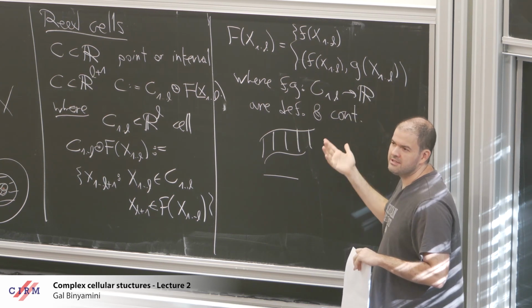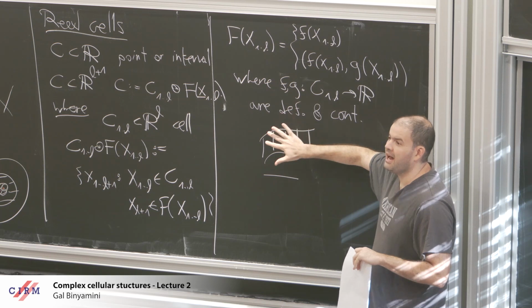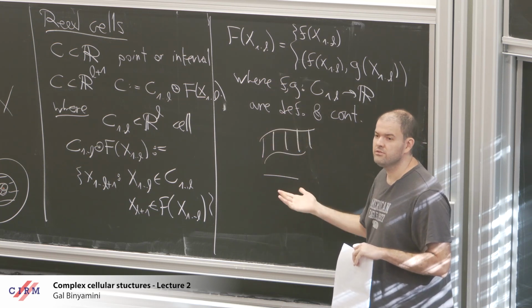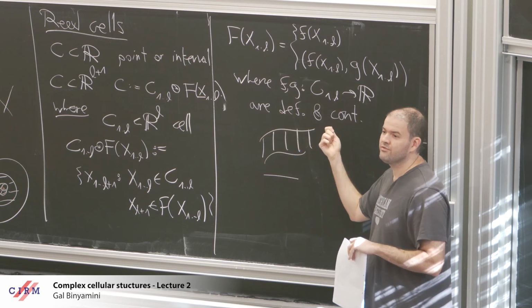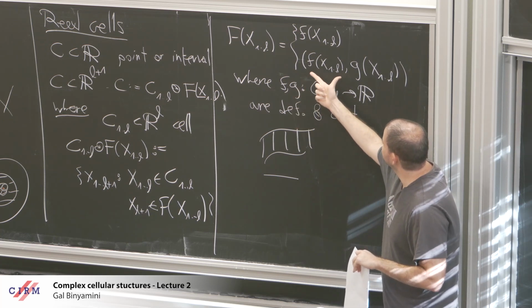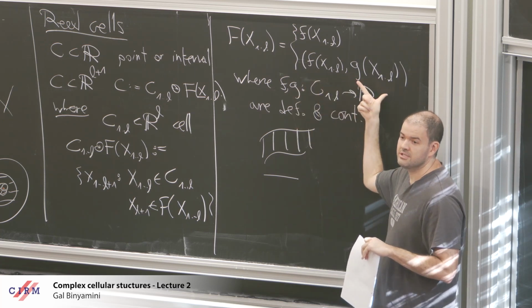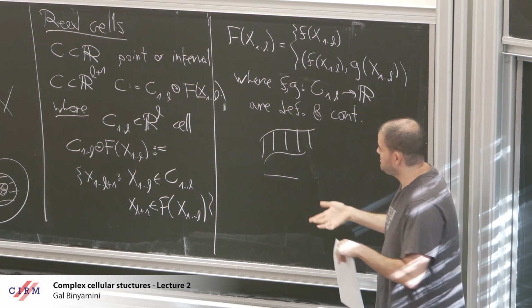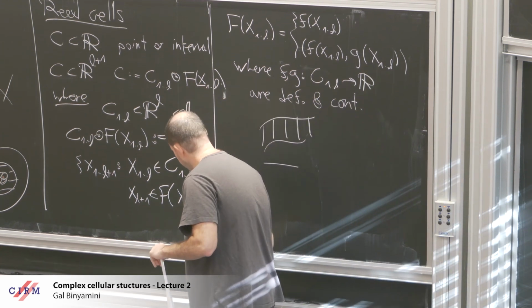Right, so if you want to extend this, instead of working in R with an ordered field, you want to work in a valued field, you could say that we want the absolute value of the final coordinate to be between the absolute values of two functions. Okay, so you get some annulus. And this will be the definition.